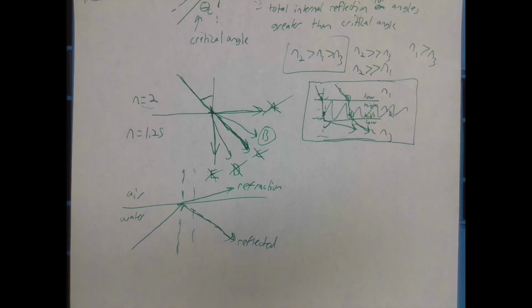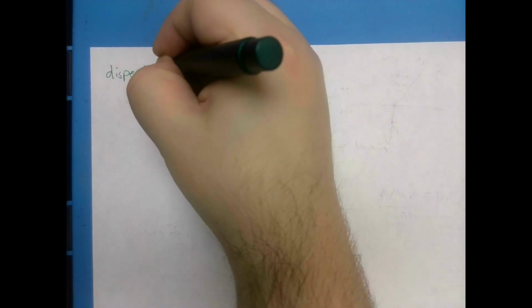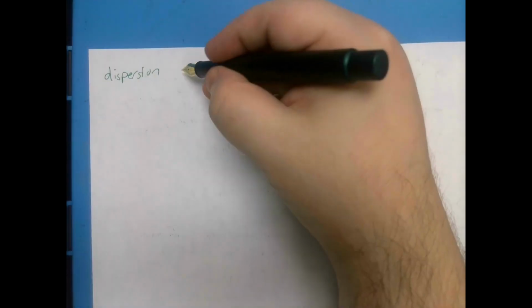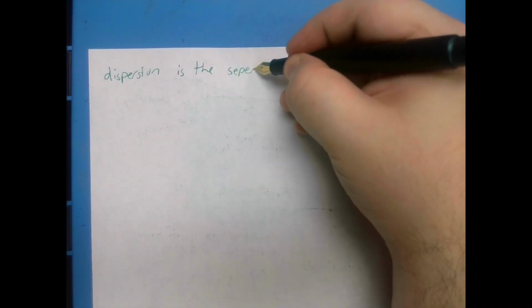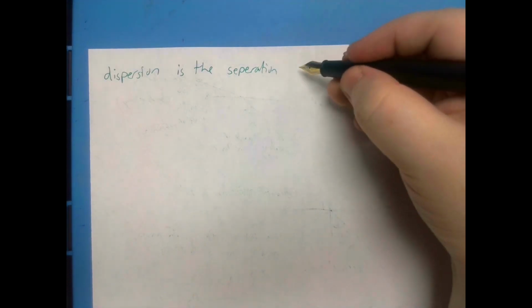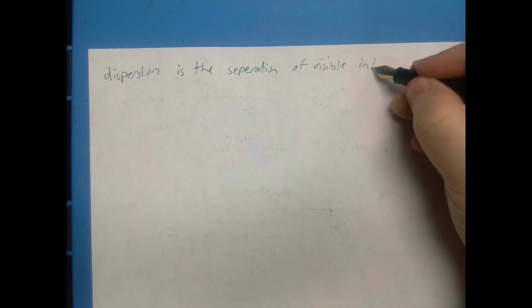There's a few questions I forgot to cover. Dispersion. Dispersion is the separation of visible light into different colors.